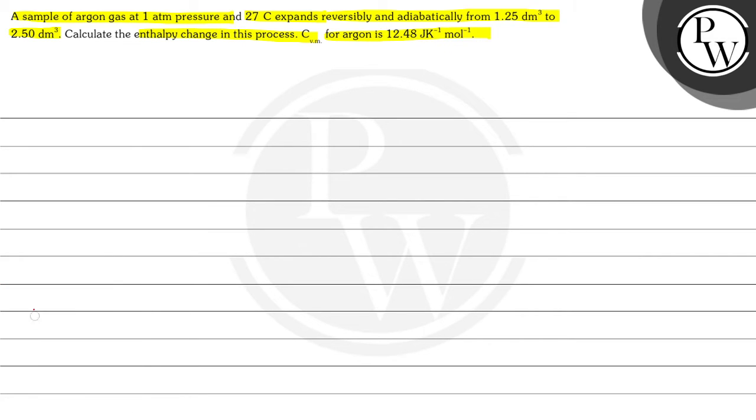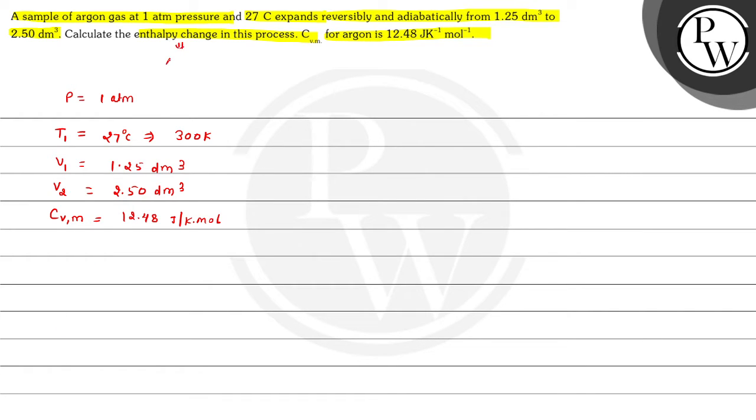So here in this, what is the given data? Given data is pressure equals 1 atm, and temperature T1 equals 27 degree centigrade, which is equals to 300 Kelvin. Now the volume V1 is equals to 1.25 decimeter cube, and V2 is equals to 2.50 decimeter cube. Also CVM, that is molar heat capacity at constant volume, is given, equals to 12.48 joule per Kelvin per mole. Now we have to calculate change in enthalpy, represented as del H.